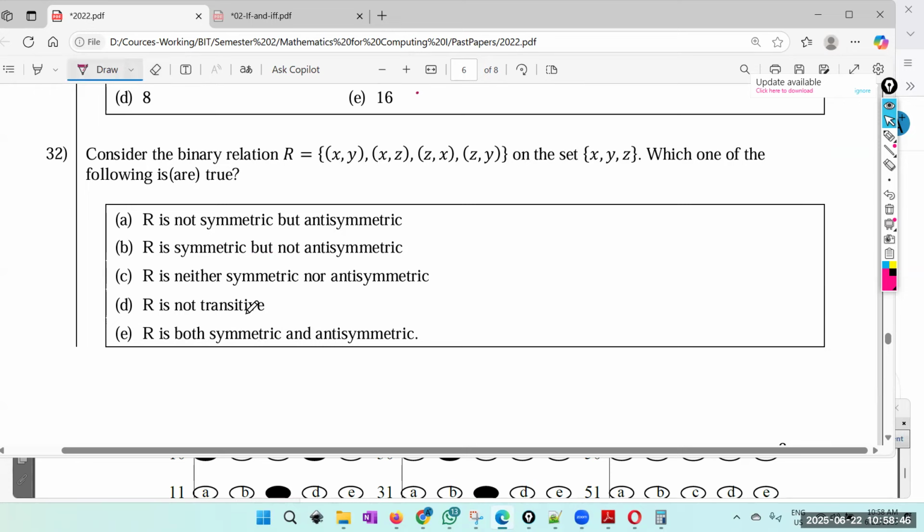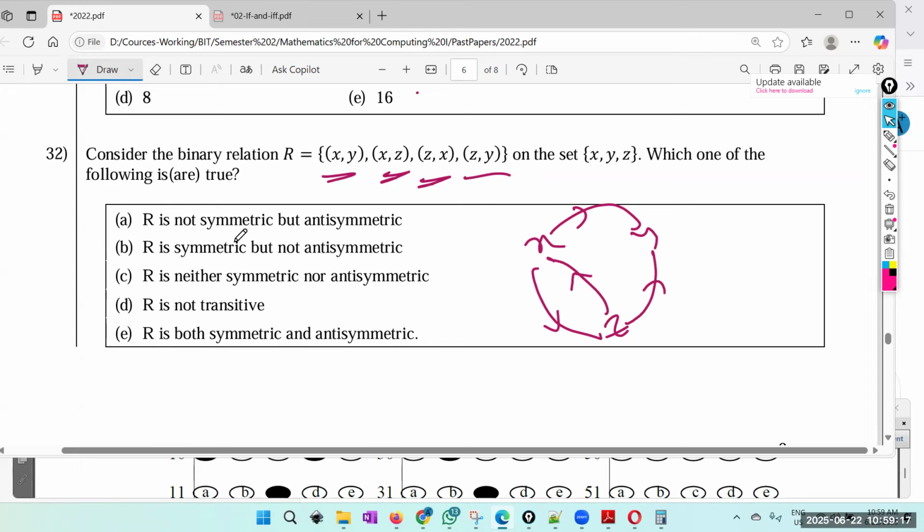Okay. What about this? This should be easy because these are already mapped ones. I'll draw X, Y, Z. X to Y, X to Z, Z to X, and Z to Y, because this kind of diagram is easier. Which one of the following is true?